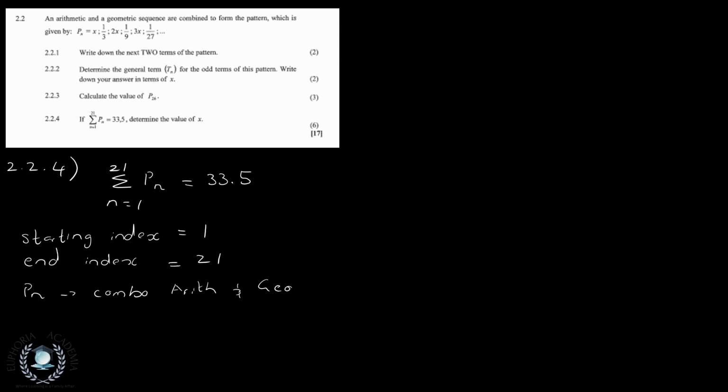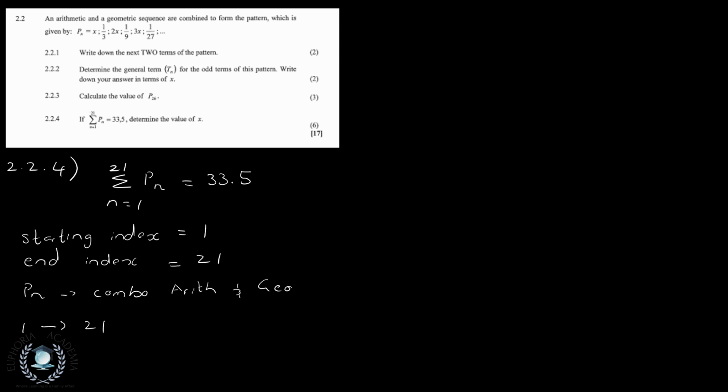Well, we know that the sum of the arithmetic and the sum of the geometric is going to give us a total of 33.5. But this term is a combination and it ranges from 1 all the way up until 21. Now we know that we alternate between the two. So the odd terms are the arithmetic series and the even terms are the geometric series. But we need to determine exactly how many terms we have of each.